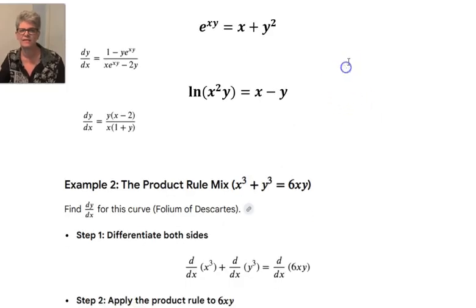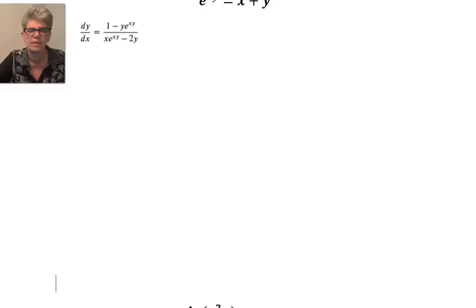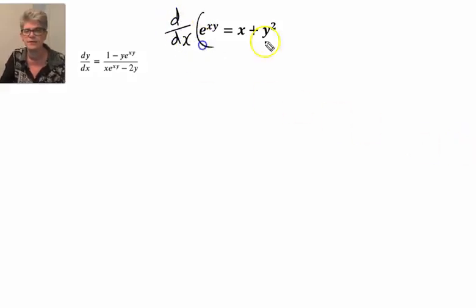Okay, let's look at this one. All right. So I want to find dy dx. So what I'm going to do is take derivatives of both sides with respect to x. I can do that separately to each term.